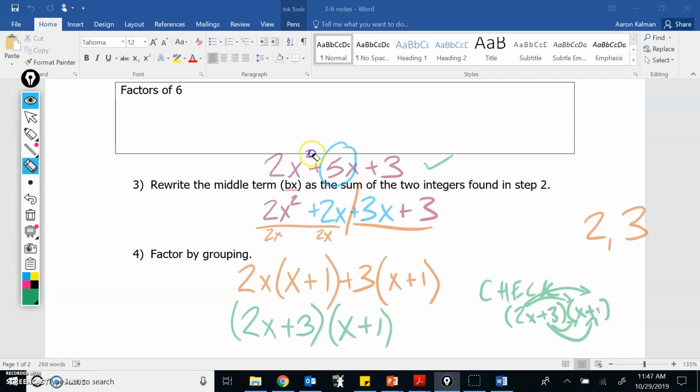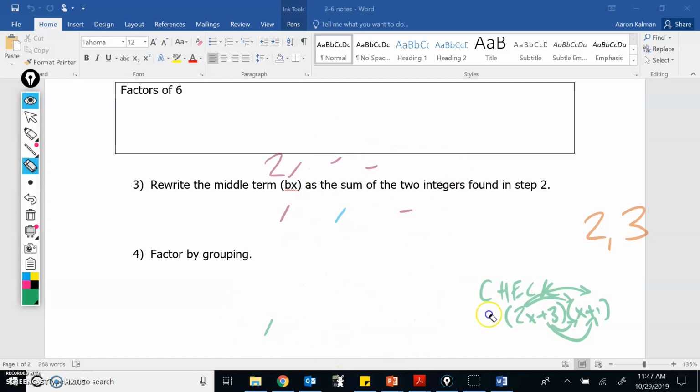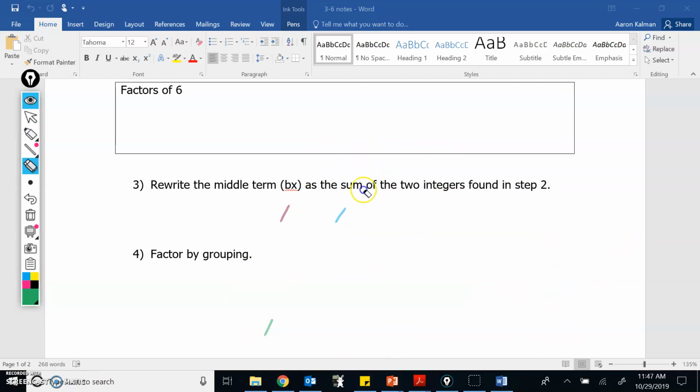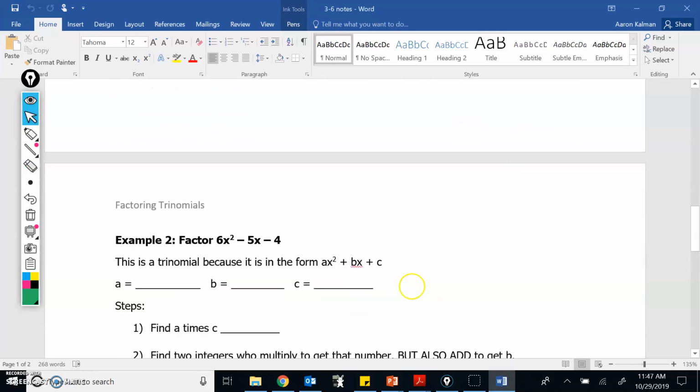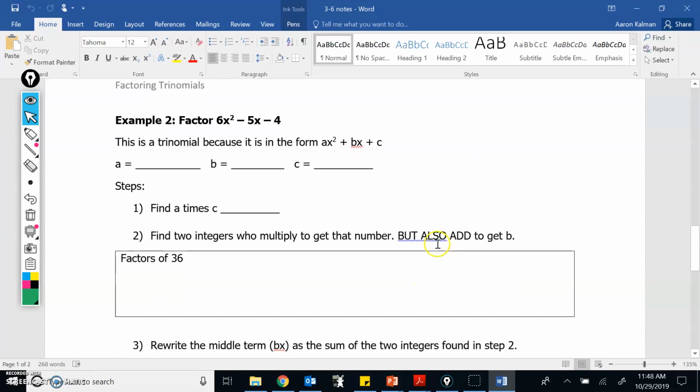Write what questions you have so far on trinomial factoring where the beginning is not 1. Again, it's very similar, almost the same thing as what we did before. Let's do a little harder example. In this example number 2, let's write our A, B, and C. Next step is to find A times C. That gives a negative 24.